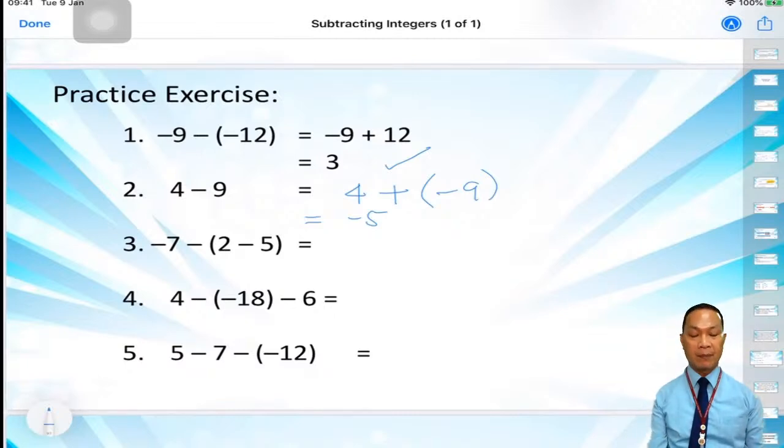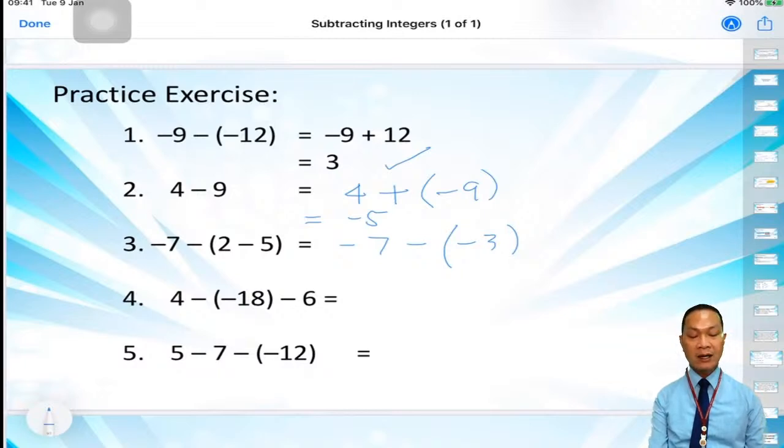Number 3. Negative 7 minus the quantity of 2 minus 5 is equal to... copy negative 7 minus and simplify the number inside the parentheses. The answer is negative 3. Or we will do it step by step.